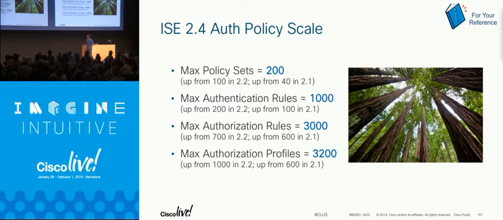Next thing would be the scaling on ICE policies. Pretty much the max policy set you can get is 200, and then the max rules you can get is 1,000 rules. But in my recommendation, if you're anywhere beyond 100 or 150 or 200 rules, you might need to think about optimizing those policies, because that can give you better performance, and also it's easier to manage those policies. So we'll talk about that, right?